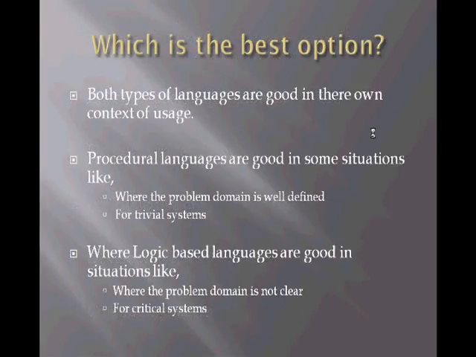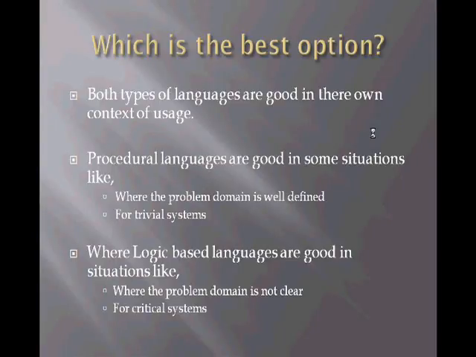Also, since we know what is procedural language and the logic-based languages, it is worthwhile checking which one is the best option. Well, both types of languages are good in their own context of usage. For an example, procedural languages are good in some situations where the problem domain is well defined. For an example, for an accounting system, for a stock exchange system, those systems are very trivial. So these kinds of systems can use procedural languages such as C or C#.